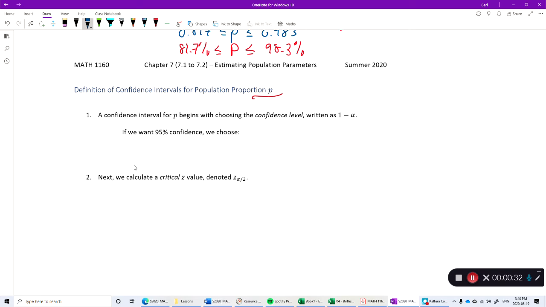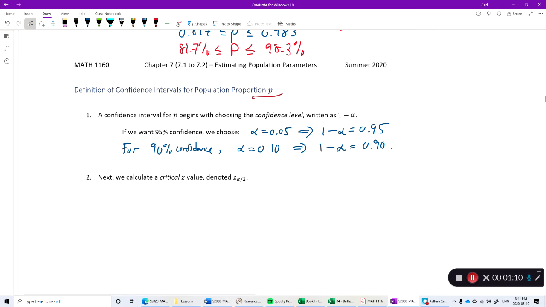A confidence interval for p begins by choosing the confidence level, which we write as 1 minus alpha. So it's a number that's less than 1. If we want 95% confidence, we would choose alpha equals 0.05, which would mean 1 minus alpha is 0.95. If we wanted a 90% confidence level, we would choose alpha equals 0.1, which would mean 1 minus alpha is 0.9.